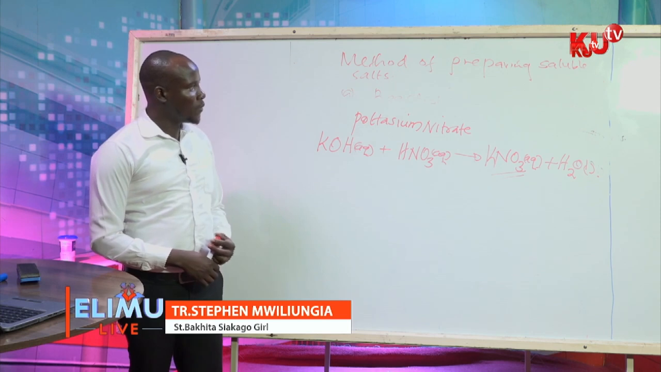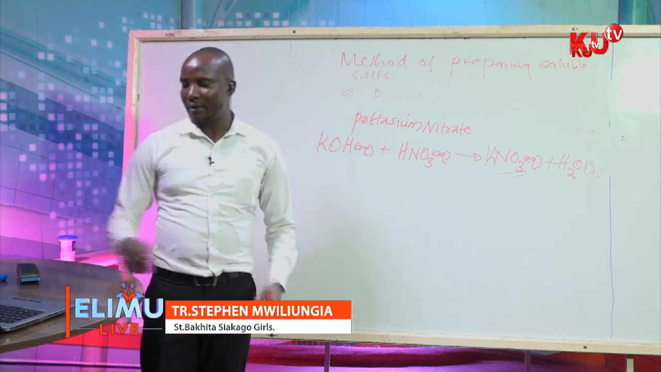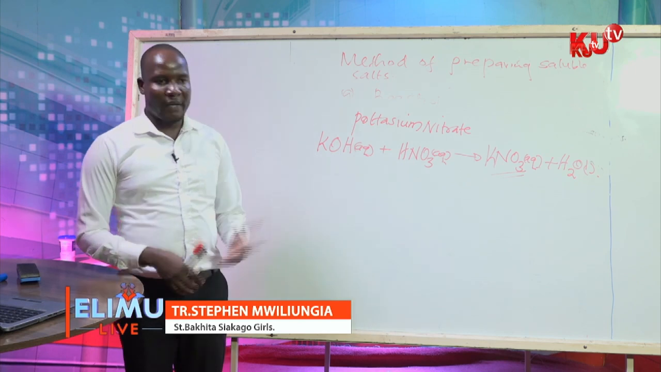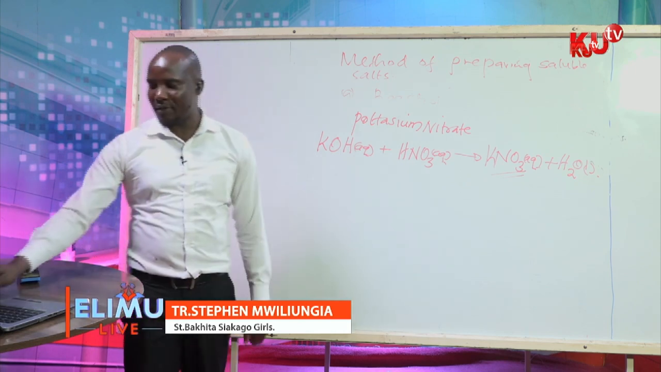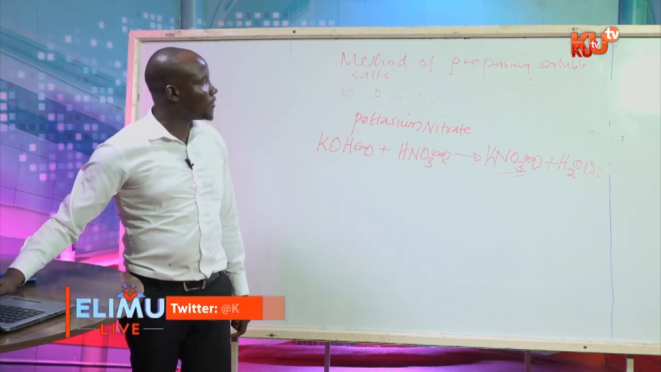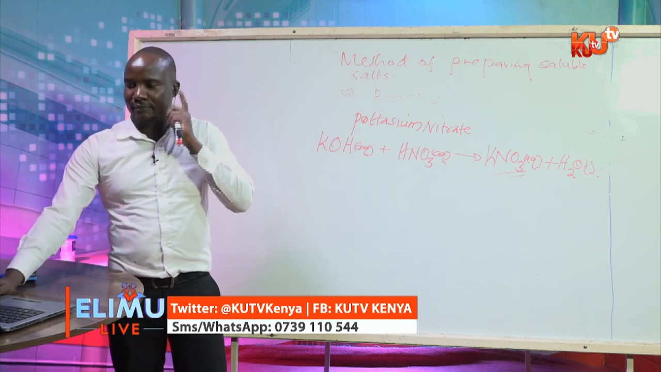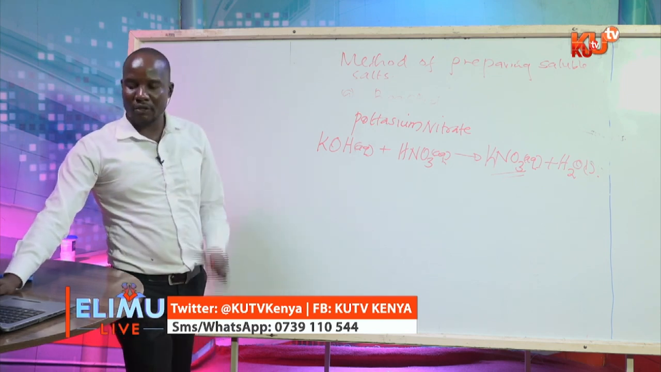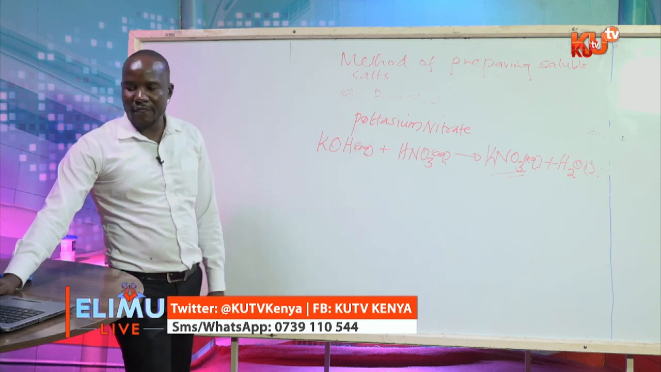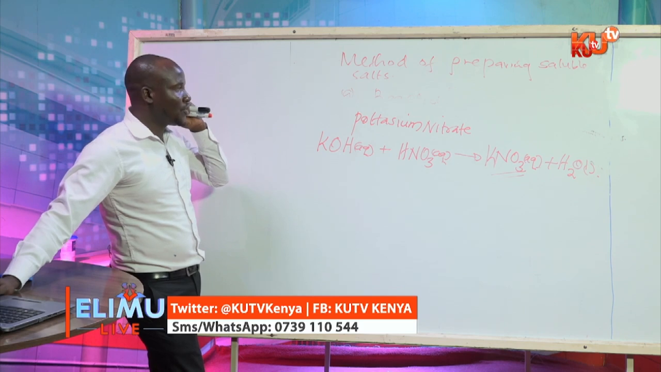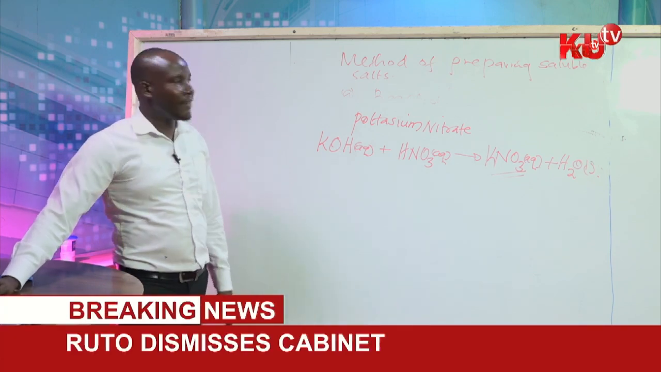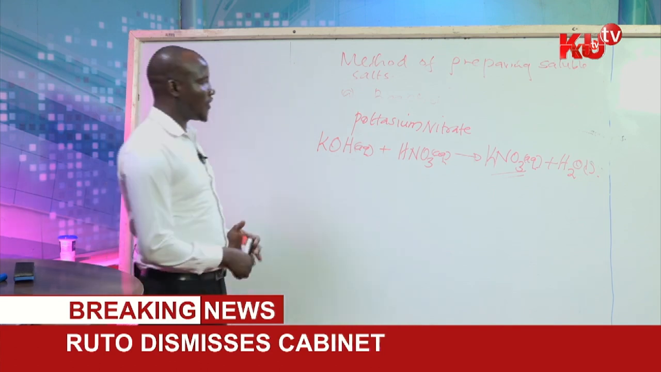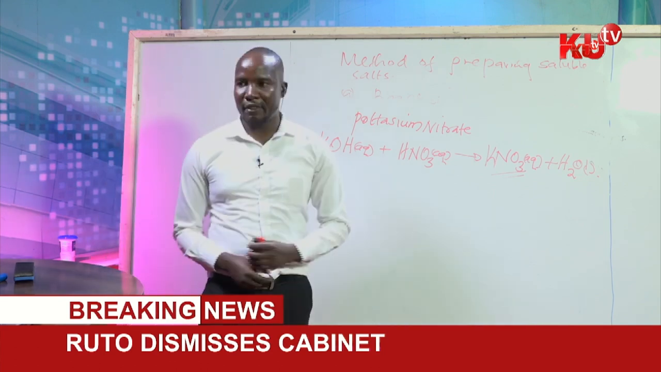Now, learners, we have learned three methods of preparing a soluble salt. Now, we can review what we learned. The first method is the reaction between a metal and an acid. The second method is the reaction of an oxide, which is an insoluble base, with an acid. And the other one is the reaction between a soluble base and an acid. Now, these are the three methods that we have learned.